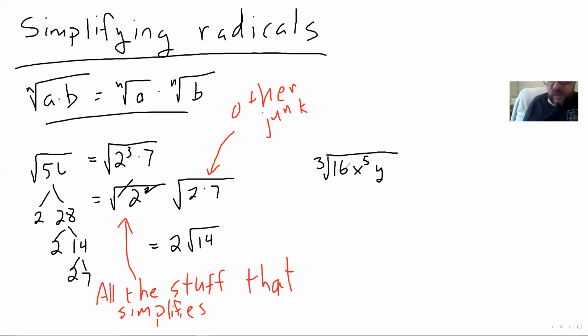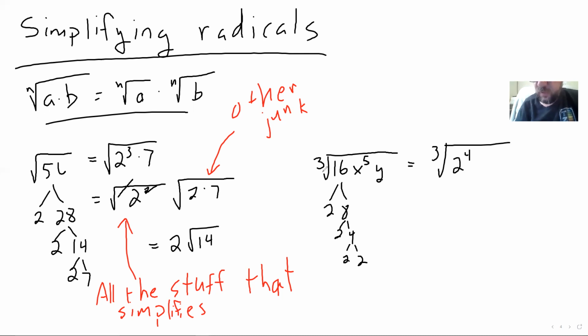All right, so I want to do that in a slightly more complicated setting. So 16, now notice that I have a 3 here, so now I'm looking for multiples of 3 because I want to divide my powers by 3. So 16, let's go up here. Now I guess I can do it here. 2 times 8, 2 times 4, 2 times 2. So this is the 3rd root of 2 to the 4th, x to the 5th, y.